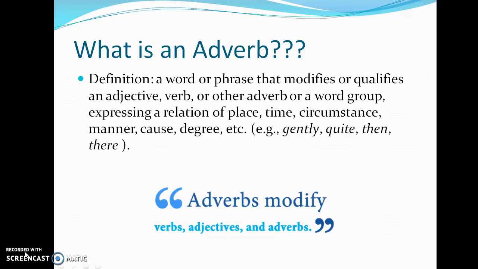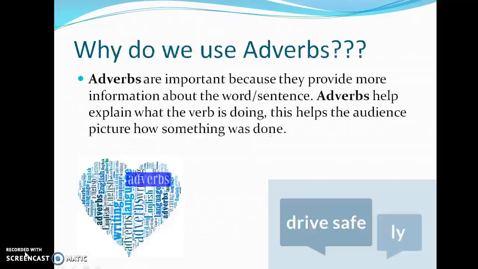So if you're like myself and this definition is just way too long to stick in your head, just remember the most important thing to remember when creating an adverb or looking for an adverb is that adverbs modify. Adverbs modify the verbs. If you add an ly at the end, for example, gentle becomes gently, you just created an adverb. Very easy, very simple. Once you just understand adverbs modify. If you can remember adverbs modify, you should be good to go.